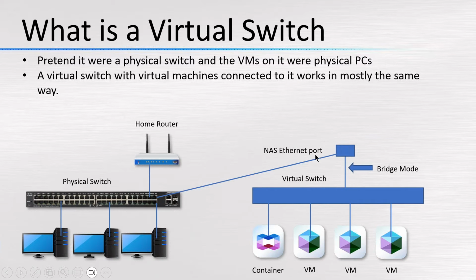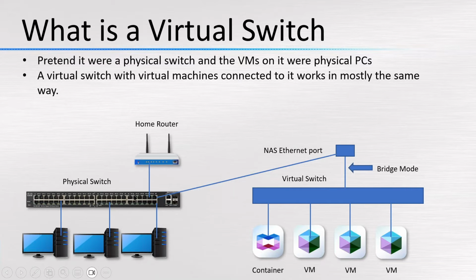Or you could connect your NAS Ethernet port to a physical switch, and that physical switch could be connected to the router. If you want to understand how this works, it's almost exactly the same as if you had two physical switches connected to each other. If two physical switches were connected, this port would connect to a port on the physical switch. But because this is a virtual switch with no physical ports, it connects to the NAS Ethernet port, and the NAS Ethernet port to this physical switch. Otherwise, it works essentially the same as two physical switches connected to each other.